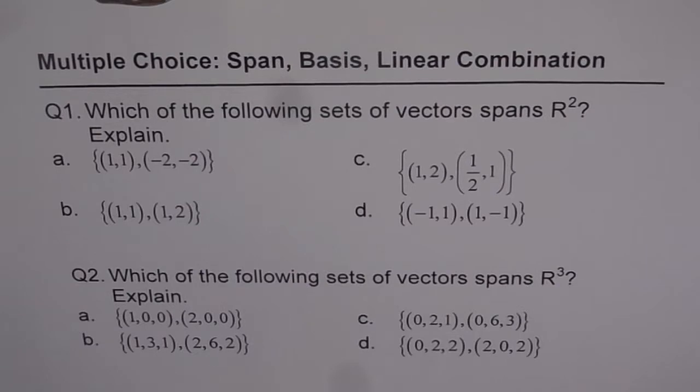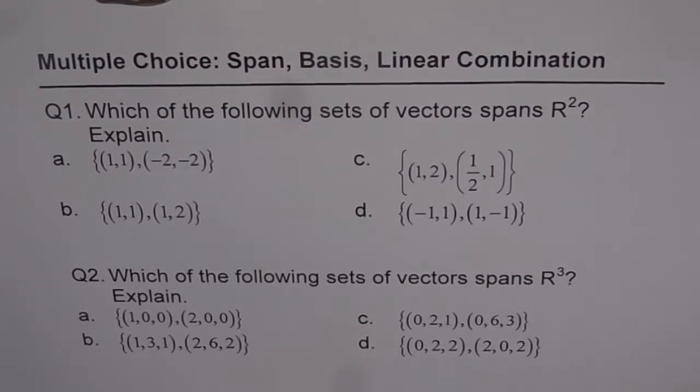So when you are looking for a choice, what will you look for? It says, which of the following sets of vectors spans R2? That means you're looking for a set of vectors which are not scalar multiples, correct? Question number two. Which of the following sets of vectors spans R3? Explain. So we have a set of vectors here also, right?